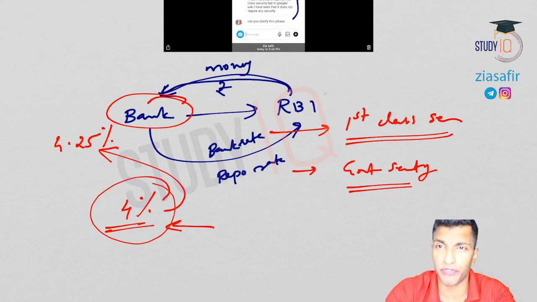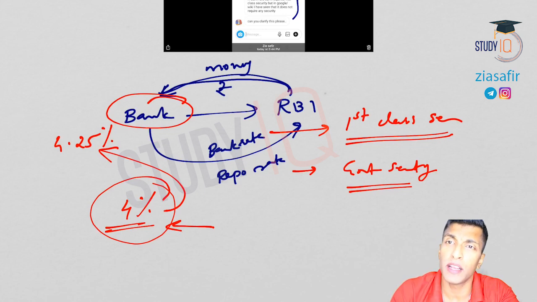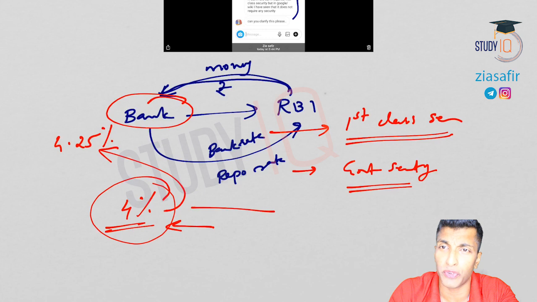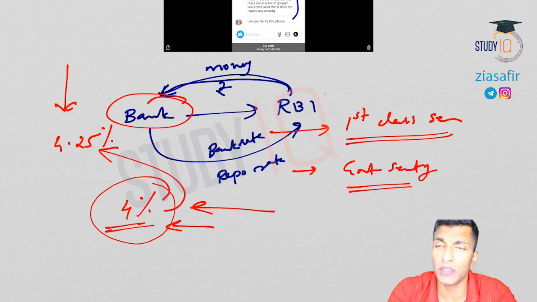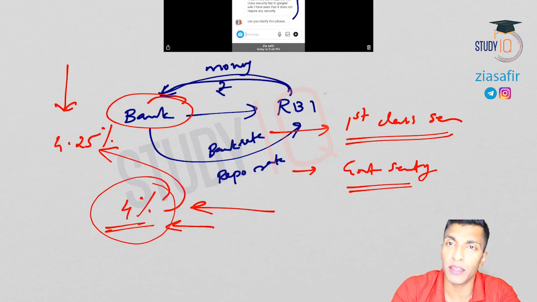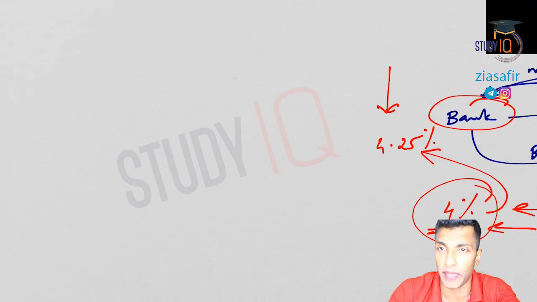Now there is the marginal standing facility, okay, that also we have discussed, but the point is, in case of bank rate, you need to pledge the first class security, not the government security. In case of repo rate, government security. I hope you understood the difference between these two. So the reason why it is less interest and the reason why it is more interest is because you are pledging government security on one side, and on the other side you are pledging first class security. So the better the security, the lesser interest rate you need to pay.